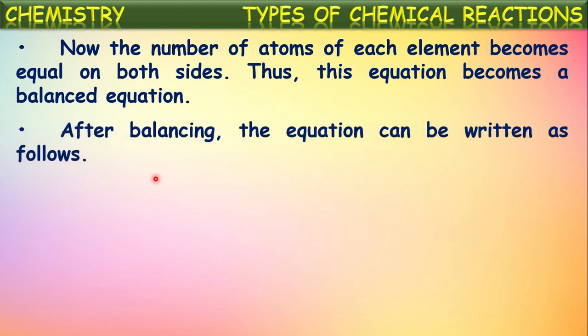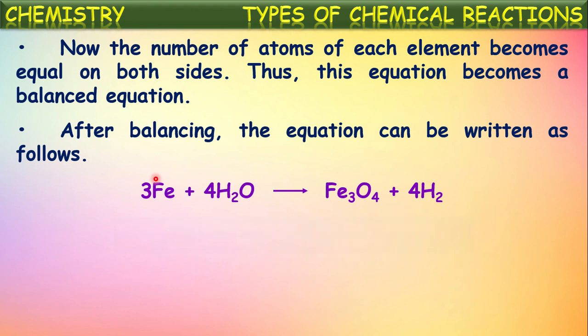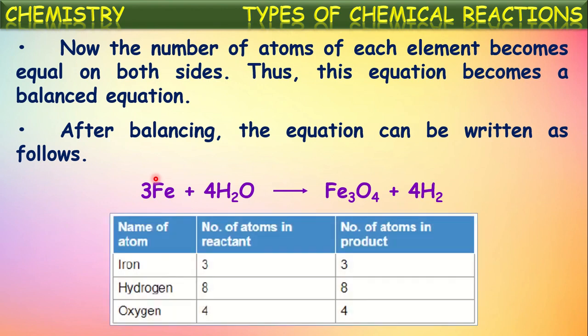Okay. After balancing, the chemical equation can be written as this: 3Fe plus 4H2O gives Fe3O4 plus 4H2. Observe once, the number of atoms of each element on the left hand side and right hand side are equal. Thus, this equation is said to be balanced chemical equation, or also called stoichiometric equation. So for understanding any chemical reaction, we need to take only balanced chemical equations. By the balanced equations only, we can understand the quantitative relation between the chemical substances.